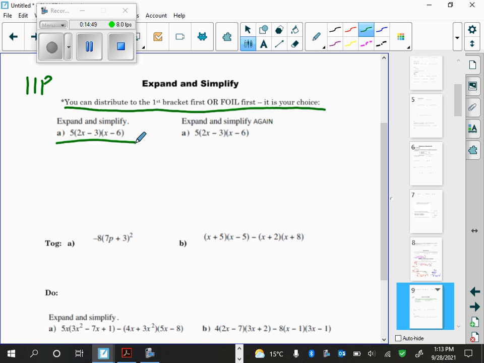In this case, if I ask you how would you do this on the test, there are 2 different ways you can do it. We'll do both ways and you can choose your favorite. There's one where you can FOIL first and then distribute, and there's one where you can distribute first and then FOIL.